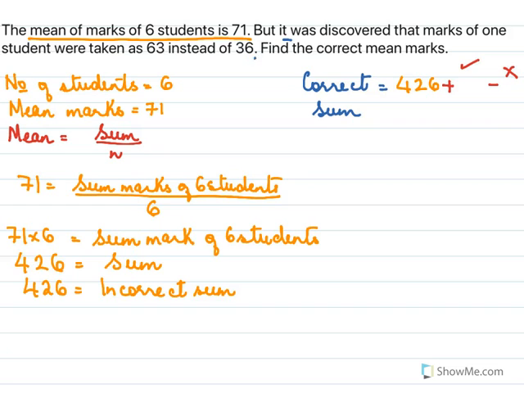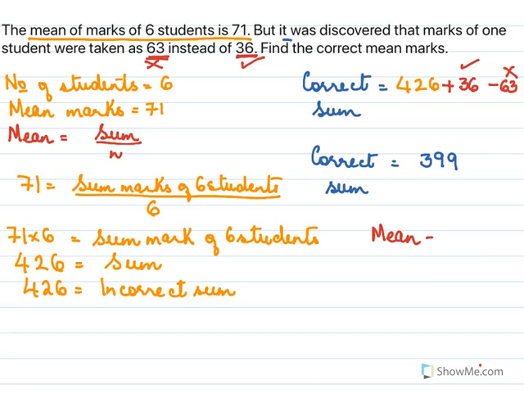Now if you look up here, they said 63 was taken instead of 36. So 36 is right and 63 was a wrong reading. So we need to subtract 63 and add 36. So now the correct sum will be 399.